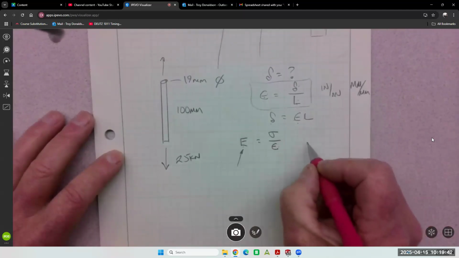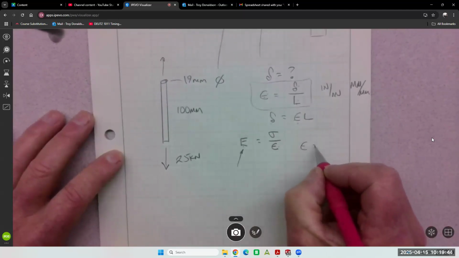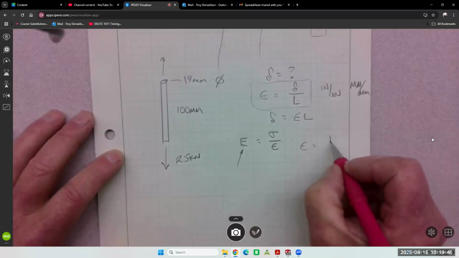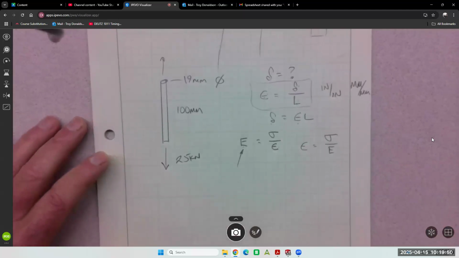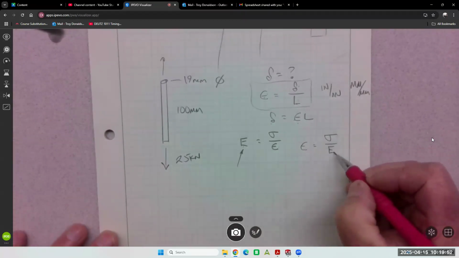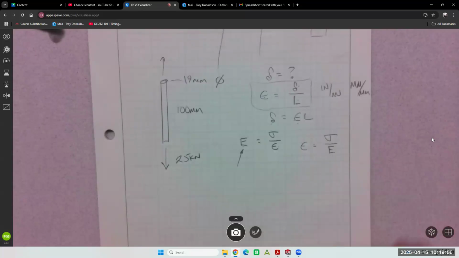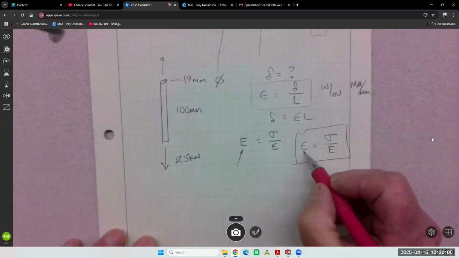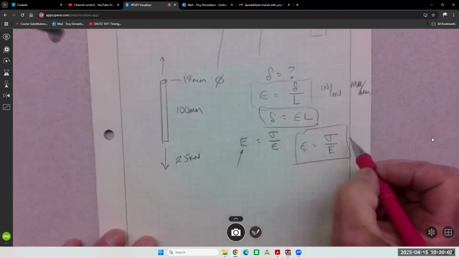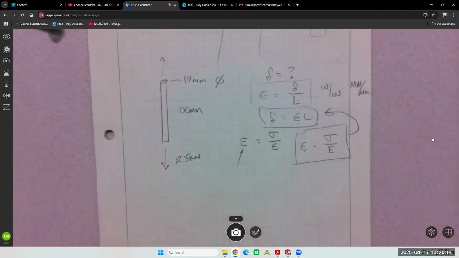So now I'm going to solve for this. And it's going to be this over this. Right? Stress over the modulus. So this gives you strain. This gives you elongation.